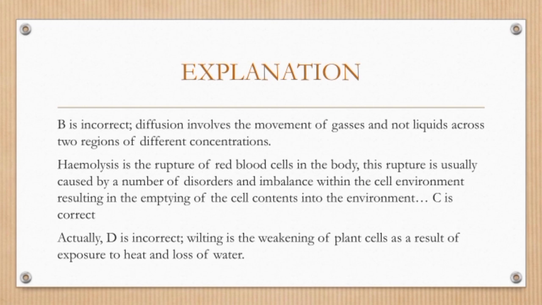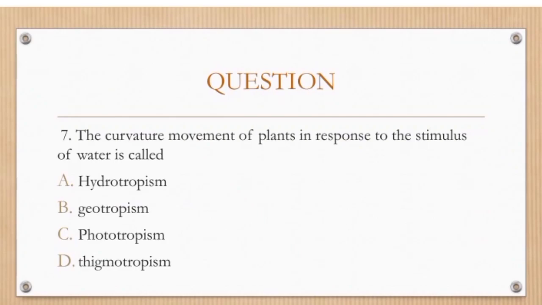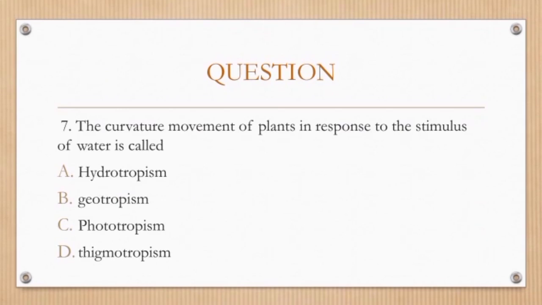So let's go to the next question now. Question number 7 says, the curvature movement of plants in response to the stimulus of water is called A, hydrotropism, B, geotropism, C, phototropism, and D, thigmotropism. So what is the answer to this question now? If you see something like this, hydrotropism or tropism, what is tropism?